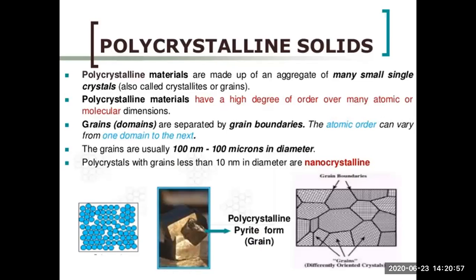Polycrystalline solids. Polycrystalline materials are made up of an aggregate of many small single crystals, also called crystallites or grains. Polycrystalline materials have a high degree of order over many atomic or molecular dimensions. Grain domains are separated by grain boundaries. The atomic order can vary from one domain to the next. The grains are usually 100 nanometers to 100 microns in diameter. Polycrystals with grains less than 10 nanometers in diameter are nanocrystalline. So this is all about that.